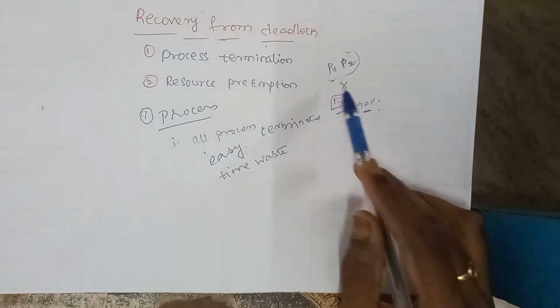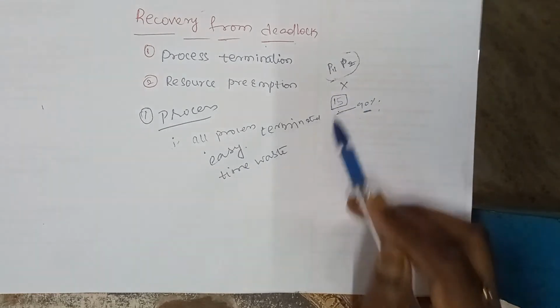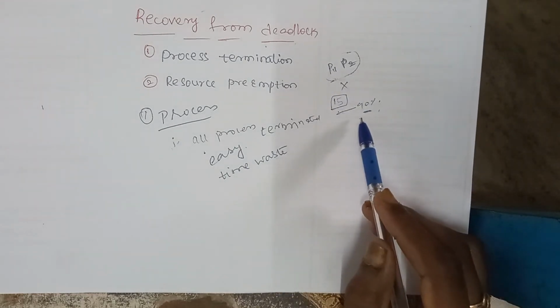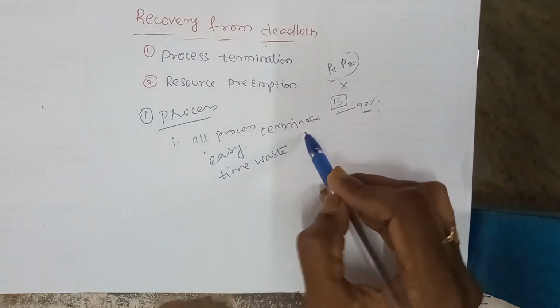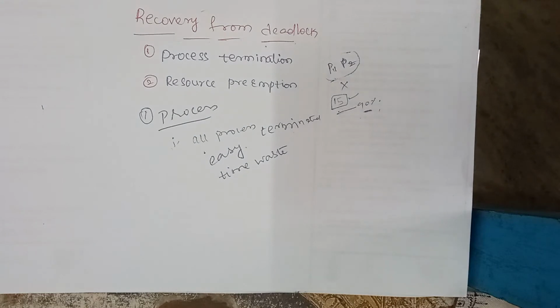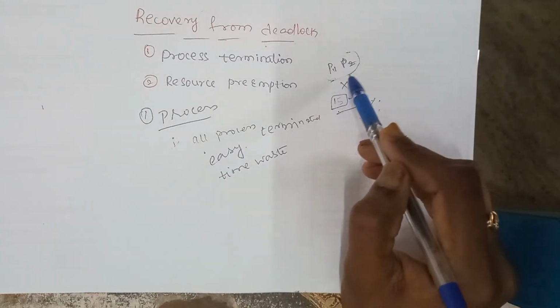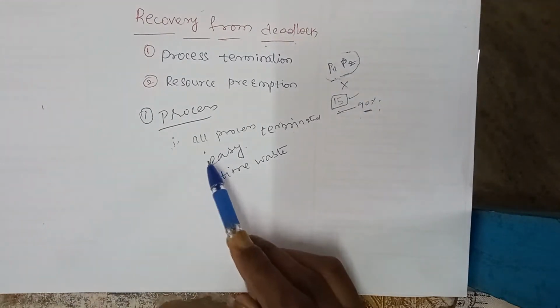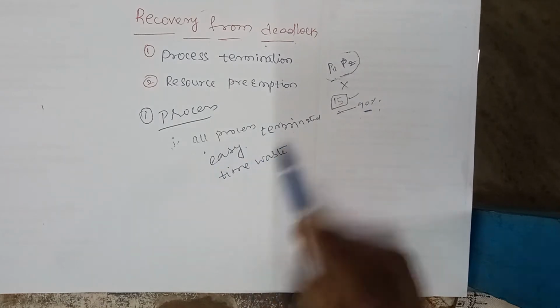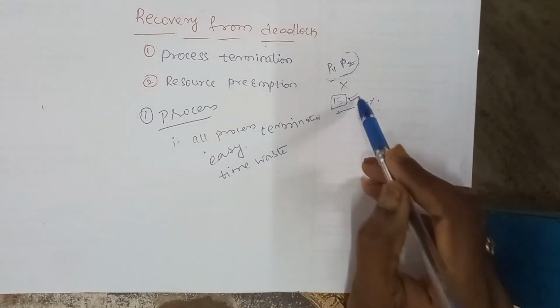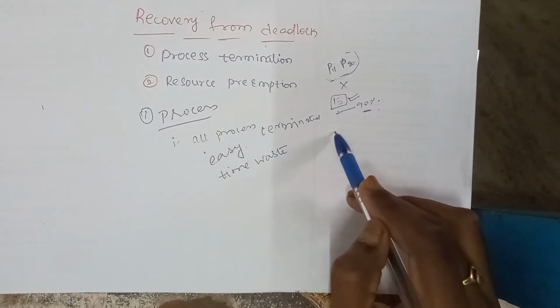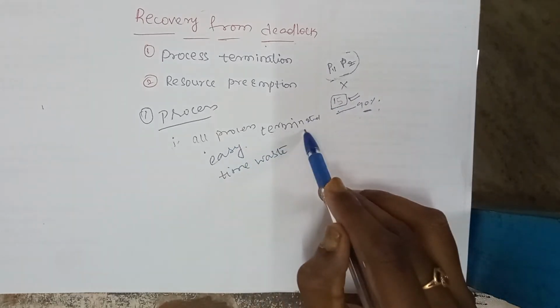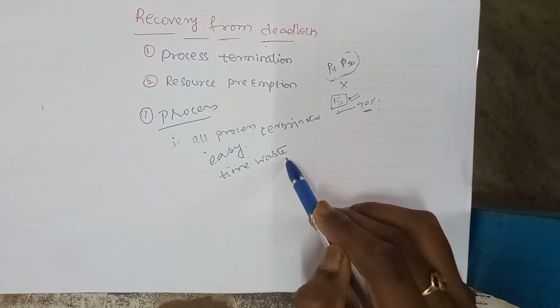If you want to run the same 15 processes again, more time is required. That means this technique is not suitable for a large number of processes. If you have a deadlock between a small number of processes, terminate all the processes at the same time. But if the deadlock occurs between many processes, this technique is not sufficient. Why? Because if you terminate all the processes, most of the time is wasted.